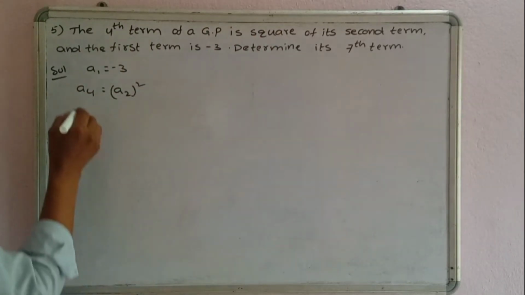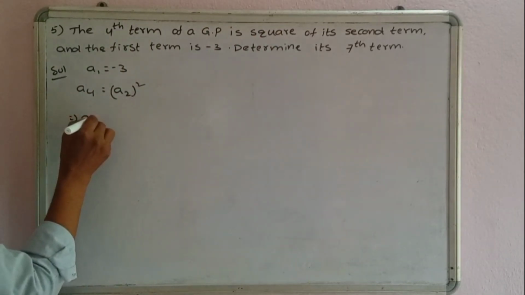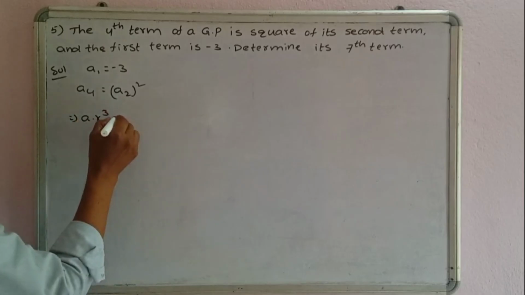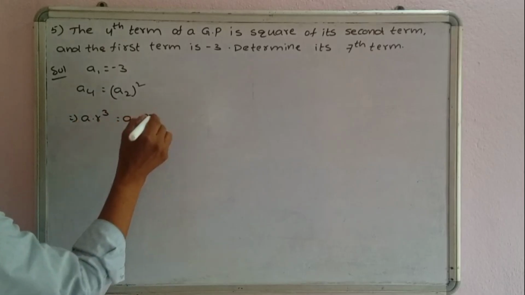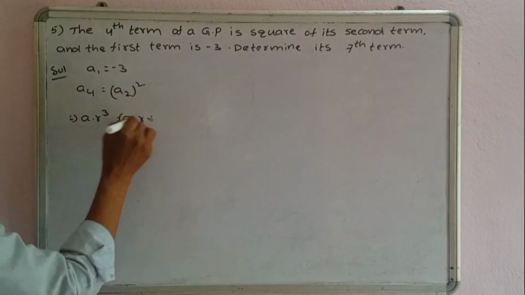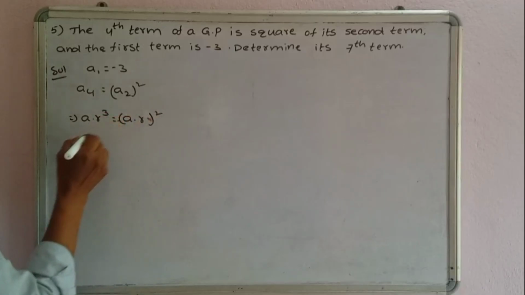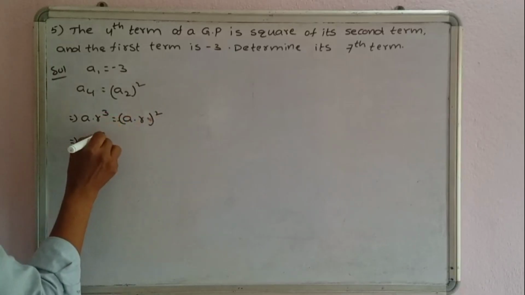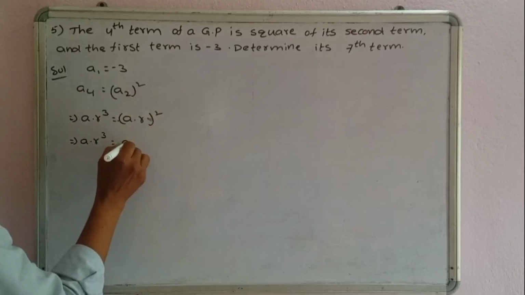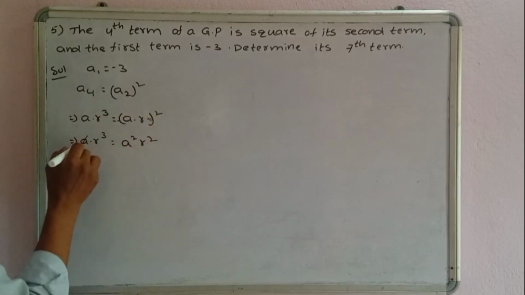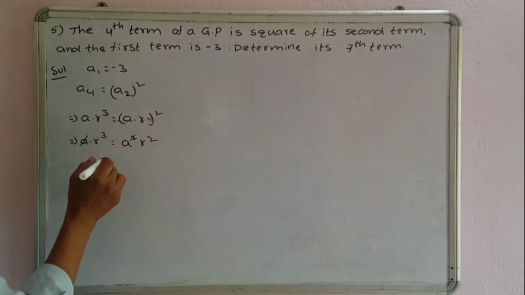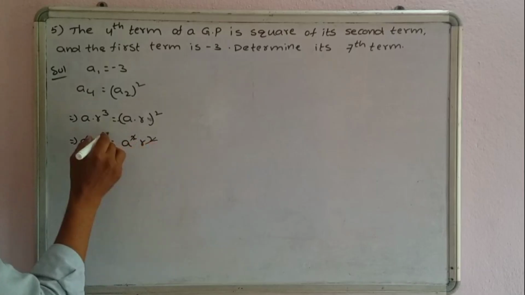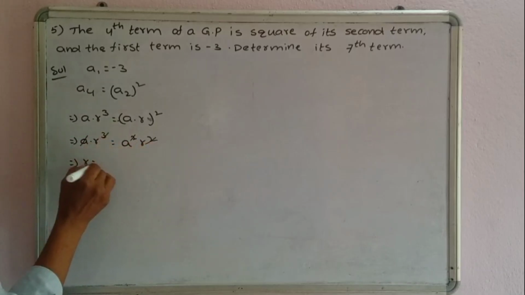So a2 square. What is the a4 formula in a geometric series? a into r power 3. The a2 value is a into r. a2 is nothing but a into r, so a4 is a into r power 3 equals a square r square. One a gets cancelled. Next, here r square, here r square cancels, so r equals a.